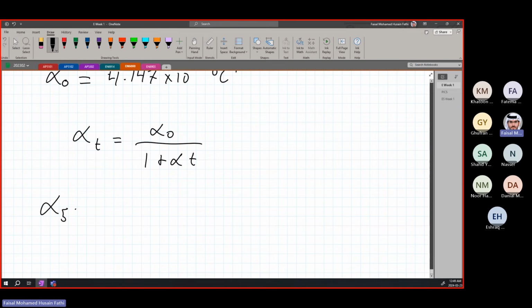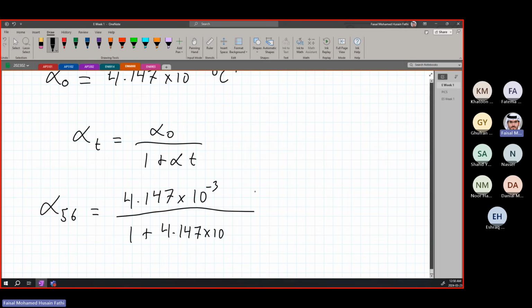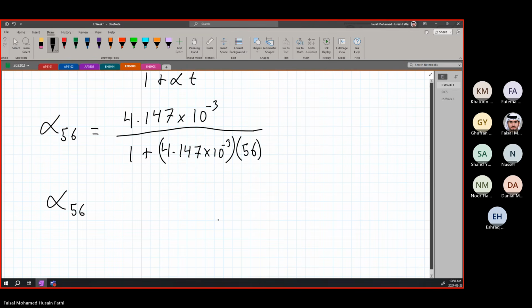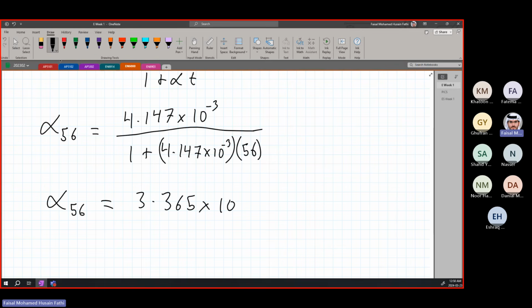So alpha 56 is going to be equal to alpha 0, which is 4.147 times 10 to the minus 3 over 1 plus 4.147 times 10 to the minus 3 times the temperature 56. You put this into the calculator and you're going to get 3.365 times 10 to the minus 3 degrees centigrade minus 1.